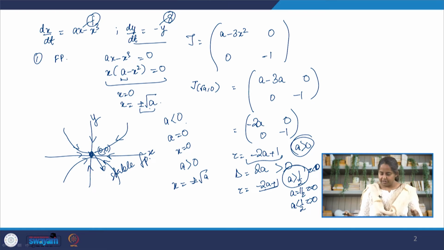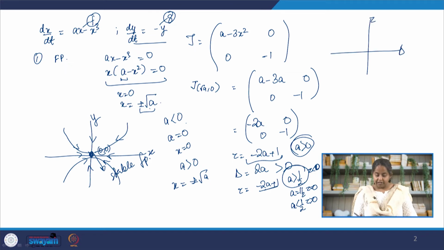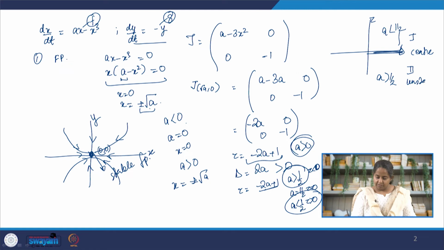So once again returning back to our tau versus delta diagram, delta is positive, so we are dealing with either the first quadrant or second quadrant, definitely no saddle. Now if tau is positive, then we are dealing with the unstable quadrant, which is the first quadrant. Now tau will be positive when a is less than 1 by 2. When a is equal to 1 by 2, we are dealing with the center, and when a is greater than 1 by 2, then we are dealing with stable situations.